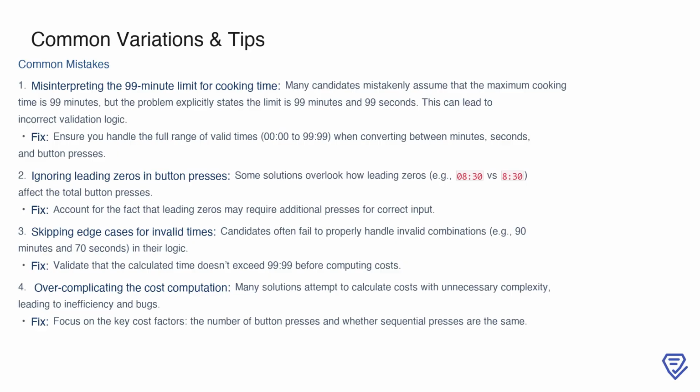Lastly, overcomplicating the cost calculation is another pitfall. Some solutions involve unnecessarily complex logic, which can lead to inefficiencies and bugs. Instead, focus on the two key factors, the number of button presses and whether consecutive presses are the same, as these directly impact the cost.